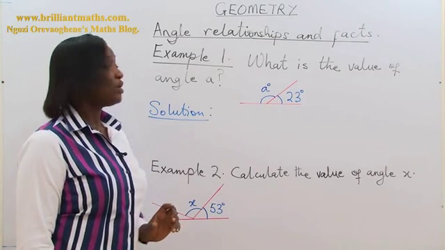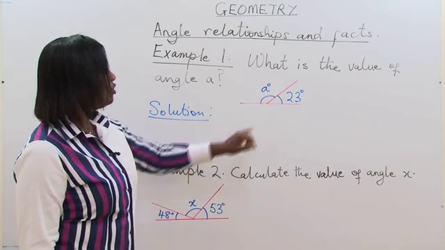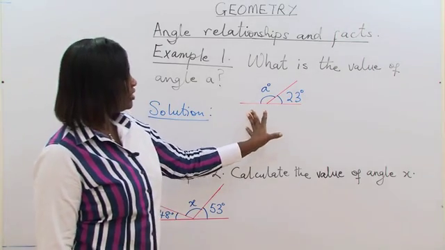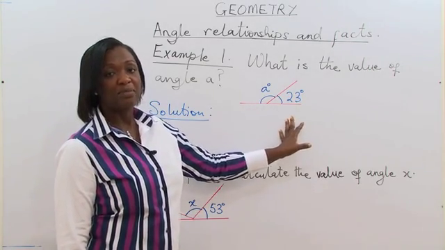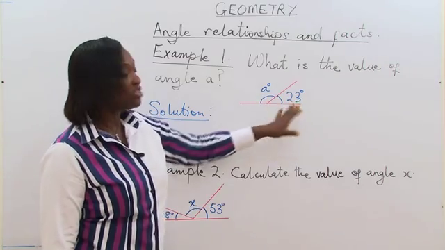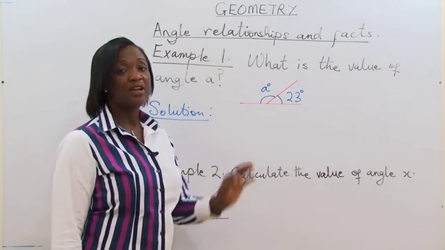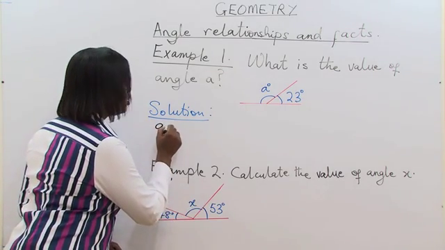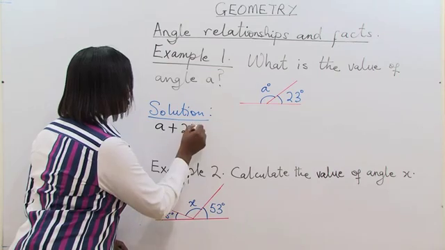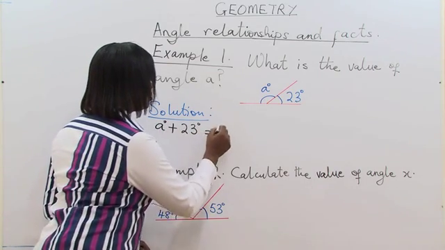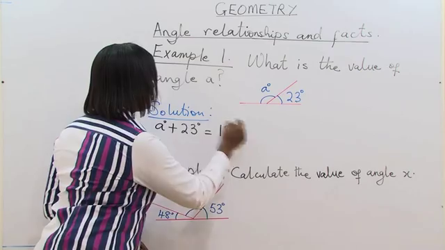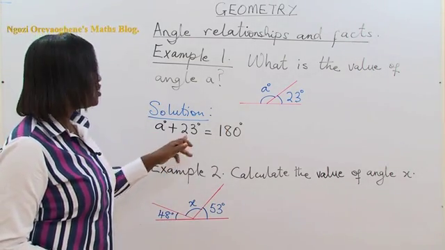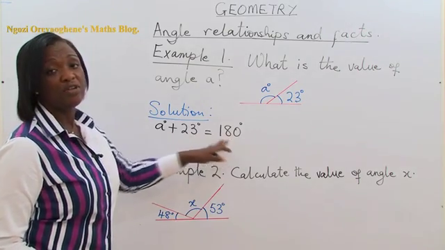For example 1, we want to find the value of angle A. And what we have here is a straight angle. That means that A plus 23 degrees should give us 180 degrees. So, solution, A plus 23 degrees is equal to 180 degrees. So to find the value of A, we subtract 23 from 180.